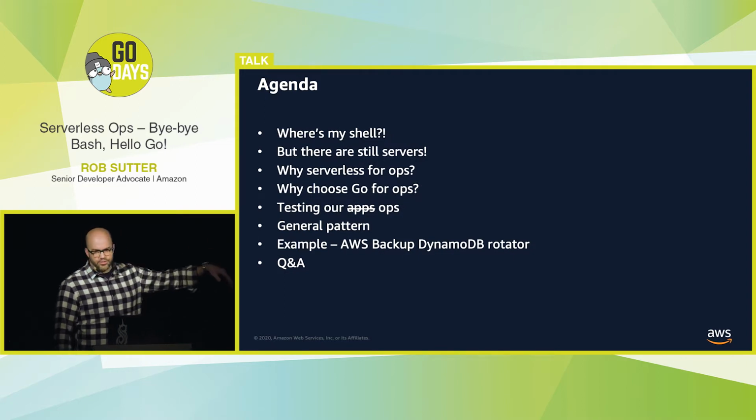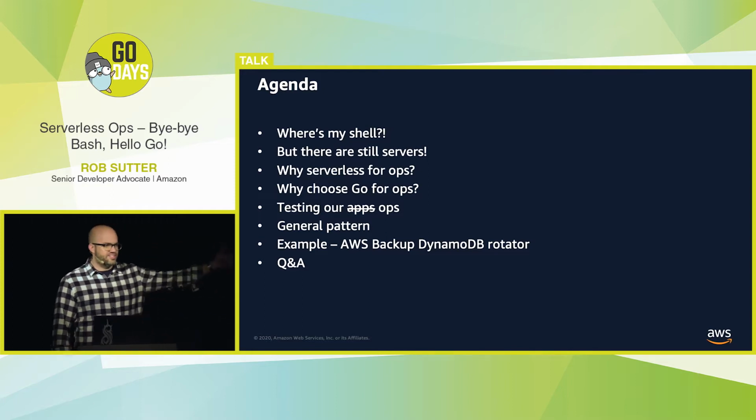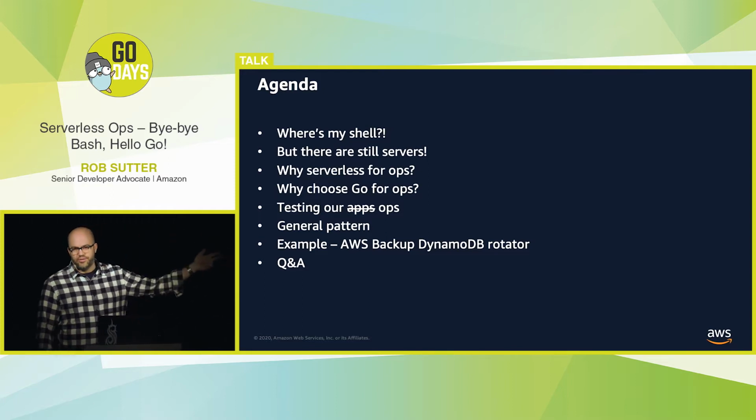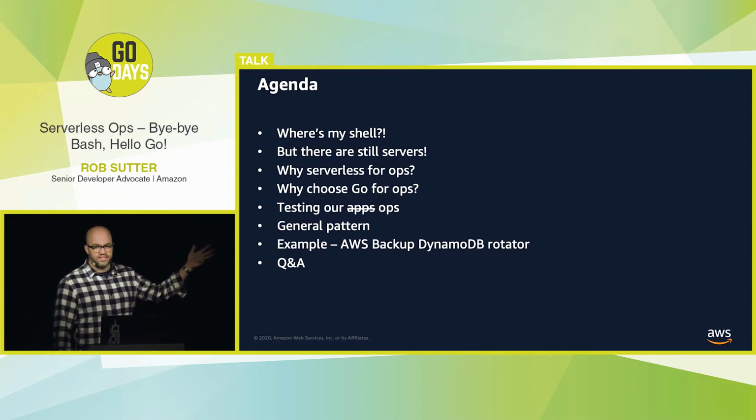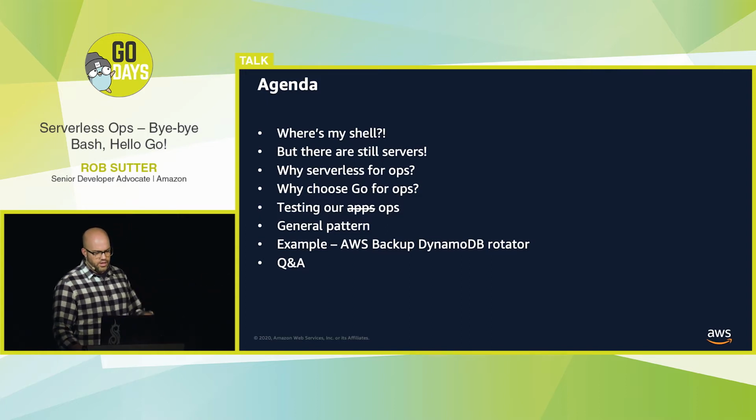So here's how we're going to go through today's talk. I'll be pretty quick about it. What happened to your shell? Yes, there are still servers. Why use serverless for ops and why it's a good fit? Why use Go for ops and why it's also a good fit, in addition to being a great fit for serverless? How to test our ops, the general pattern. That specific example is going to be an AWS Backup DynamoDB rotator, and I'll work you through that when we get there, and then the Q&A again.